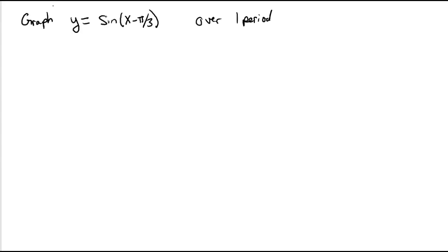Okay, so the first thing that I want you to find still is our amplitude and our period. So our amplitude is the absolute value of A. So it's the absolute value of 1, so just be 1. And our period is 2 pi divided by our B value, or absolute value of B. So 2 pi divided by 1, again, is just 2 pi.